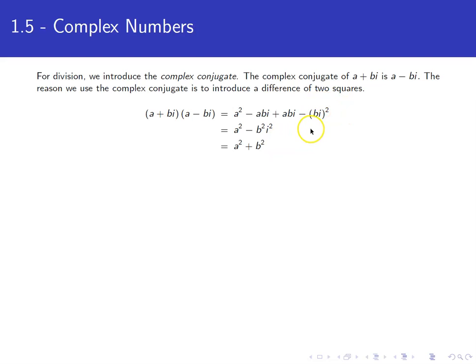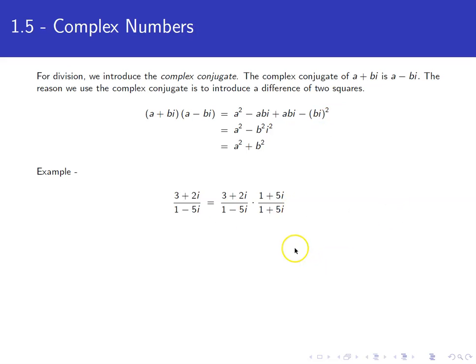Well, (Bi) squared is the same thing as B squared times i squared. So we have A squared minus B squared i squared. But remember, i squared is the same thing as negative 1. That makes this a positive, and we get A squared plus B squared. So notice that when we multiply a complex number by its complex conjugate, we get a real number. We're going to use this to help us do our complex number division.